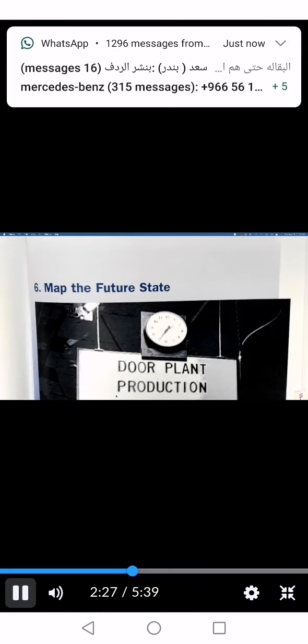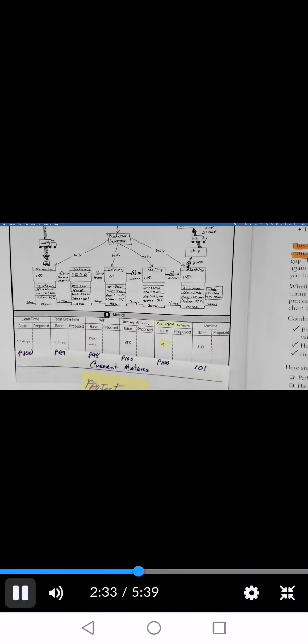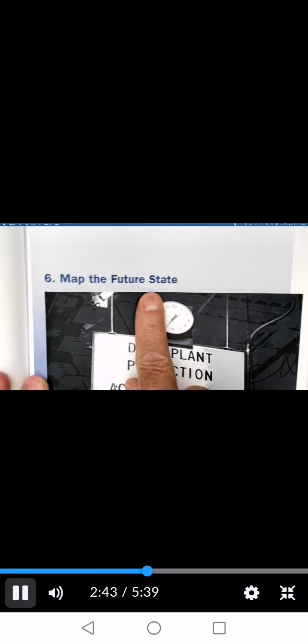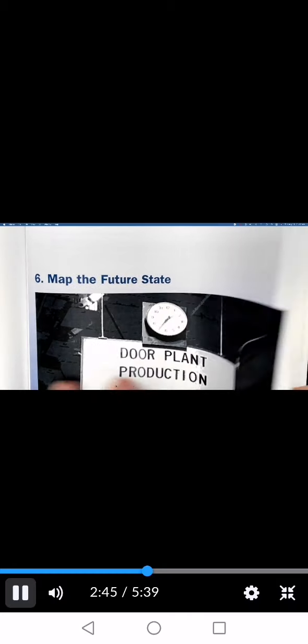What does your process look like? What does this process look like after you improve and take a look at these metrics and pick one or two of them in which to improve in your process? That becomes the future state. And the future state ends up looking like this.